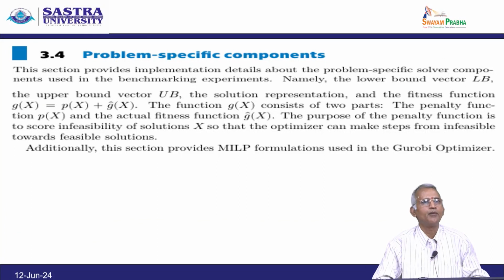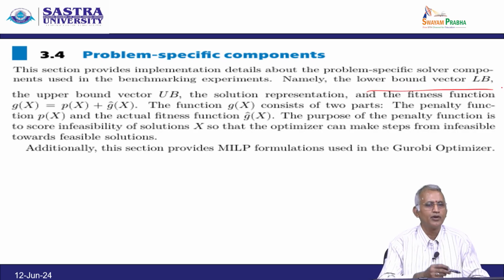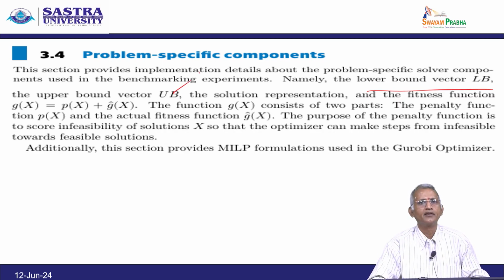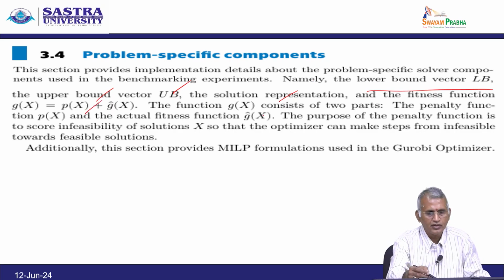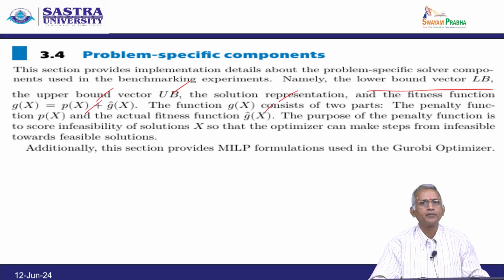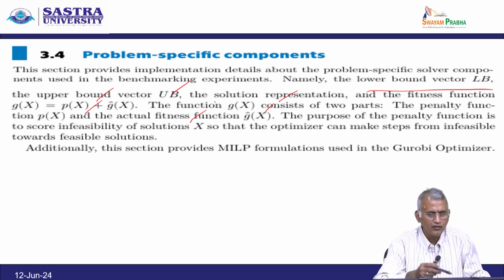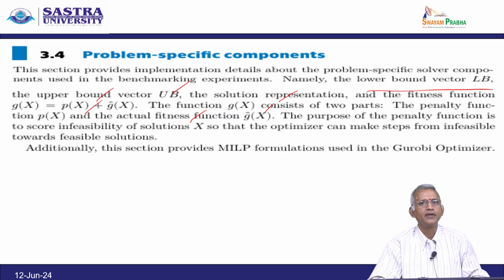Next, problem specific components. This section provides implementation detail about the problem specific solver components used in benchmarking experiments, namely the lower bound vector LB and the upper bound vector UB. The solution representation and the fitness function is g of x equal to p of x plus g bar of x. The function g of x consists of two parts, the penalty function p of x and the actual fitness function g bar of x. The purpose of the penalty function is to score infeasible solutions x, so that the optimizer can make steps from infeasible towards the feasible solution. Additionally, this section provides the MILP formulations used in the Gurobi optimizer.